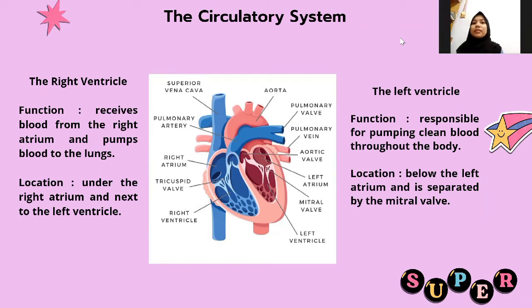Thank you, Huri. The right ventricle functions to receive blood from the right atrium and pump blood to the lungs. Location: under the right atrium and next to the left ventricle. The left ventricle is responsible for pumping clean blood throughout the body, and is an integral part of the cardiovascular system. Left ventricle contraction forces oxygenated blood through the aortic valve to be distributed to the entire body. Location: below the left atrium and separated by the mitral valve.